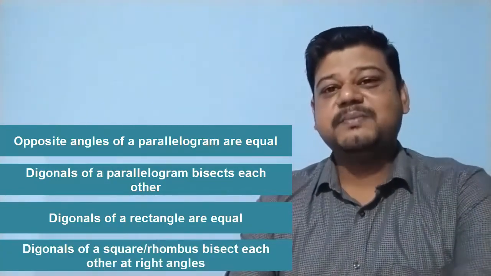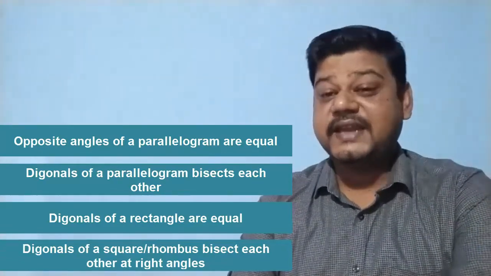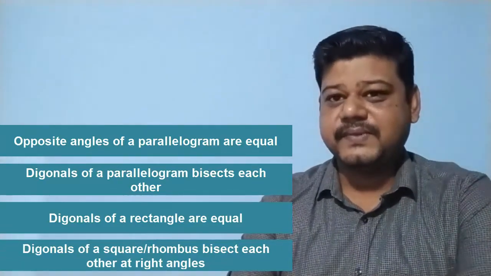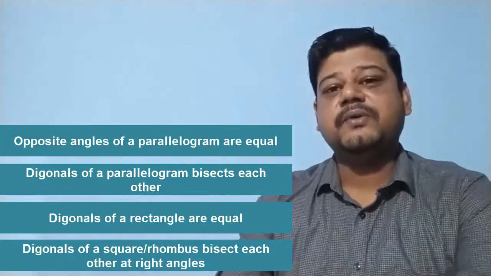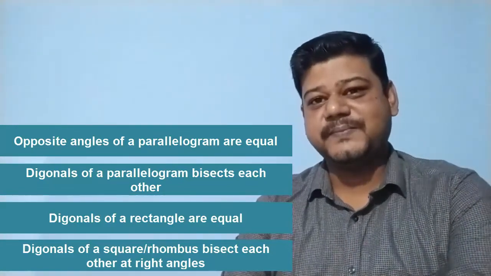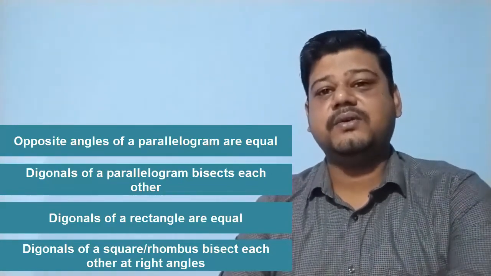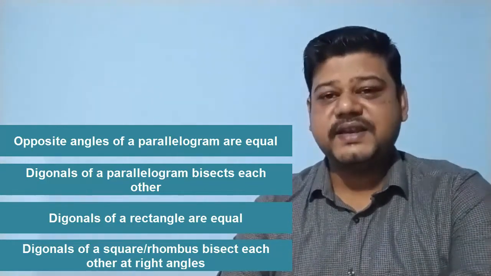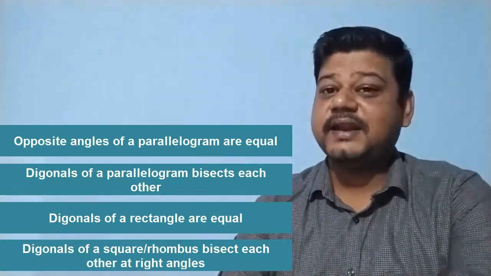Now, in a square, the diagonals bisect each other at 90 degrees. The same thing goes for a rhombus. The diagonals of a rhombus bisect each other at 90 degrees.